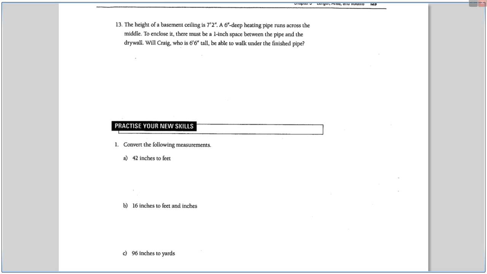Okay, one more here to go before the homework. The height of a basement ceiling is 7 foot 2 inches. A 6-inch deep heating pipe runs across the middle. To enclose it, there must be a 1-inch space between the pipe and the drywall. Will Craig, who's 6 foot 6 inches tall, be able to walk under the finished pipe? This is a pretty wordy question, but if you read it again, you might see that it's just a room.